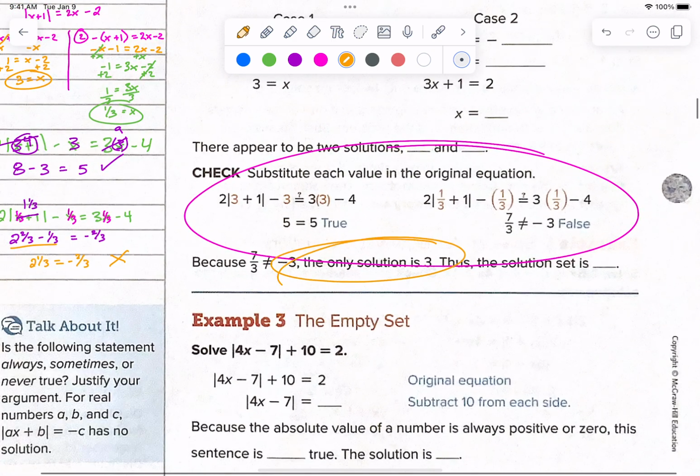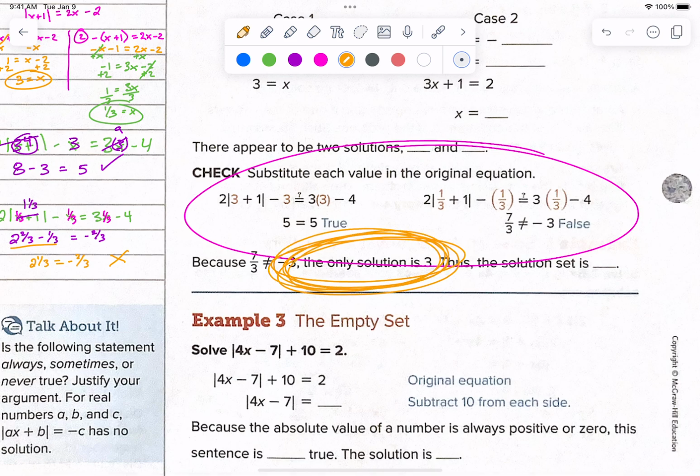The only solution is 3. Do you see where it says that? Okay, so what is extraneous? Extraneous means extra or wrong, like erroneous. It's a solution that you get in error. It's not correct. So the 1/3 one is extraneous. Extraneous equals 1/3. It is not the correct answer.